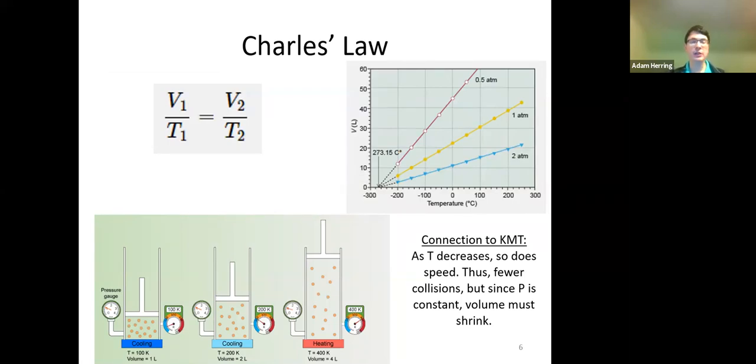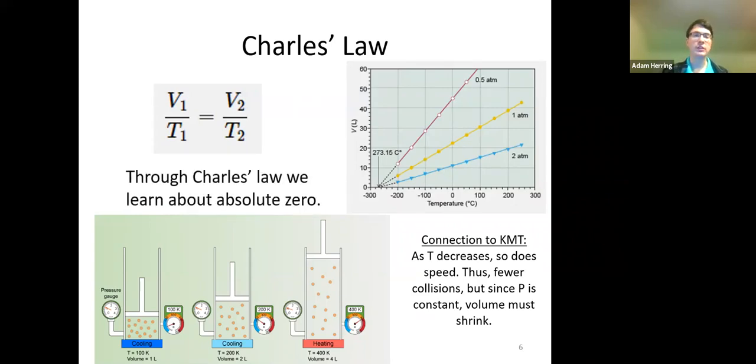And there is a relationship here between kinetic molecular theory in that as the temperature decreases, so does the speed of the collection of gas particles. Thus, there are fewer collisions. But since the pressure must remain constant, the volume must also decrease in order to maintain the same number of collisions per unit area.